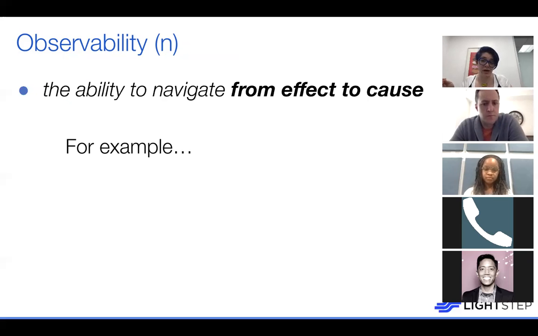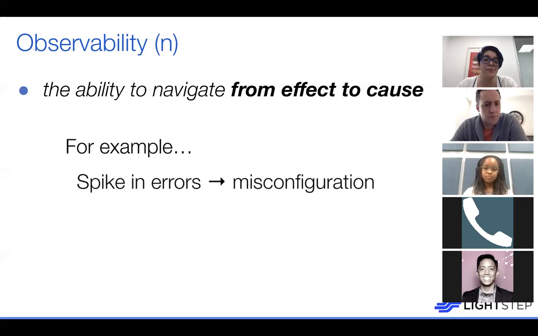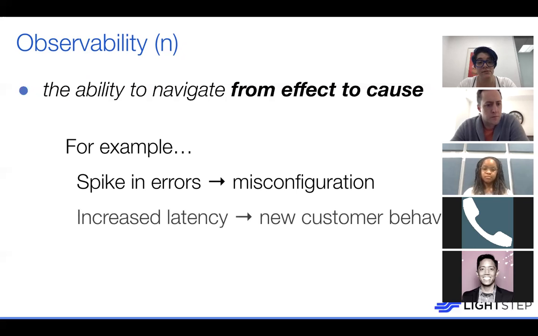Sometimes there's more than one cause. Sometimes it's a lot of things kind of compiling and then creating a problem. But for example, you might see a spike in errors and be able to navigate all the way back to just a simple misconfiguration. You might see increased latency, right? Like everything starts really slowing down, and then be able to trace it all the way back to, oh, my customers are actually doing something new. Like, wow, how did I not know that?